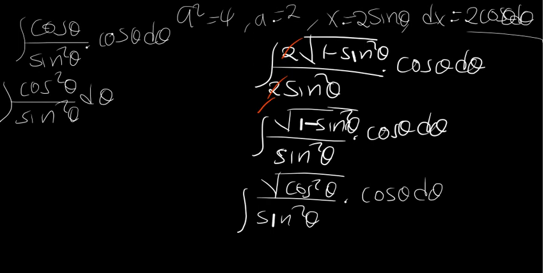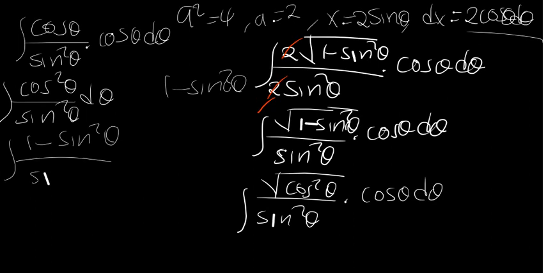Now here what we're supposed to do is this. We can't solve it directly. It's going to be complicated. What we should know here is this: we can also replace cos squared with 1 minus sine squared theta. So the integral is going to be 1 minus sine squared theta over sine squared theta d theta.